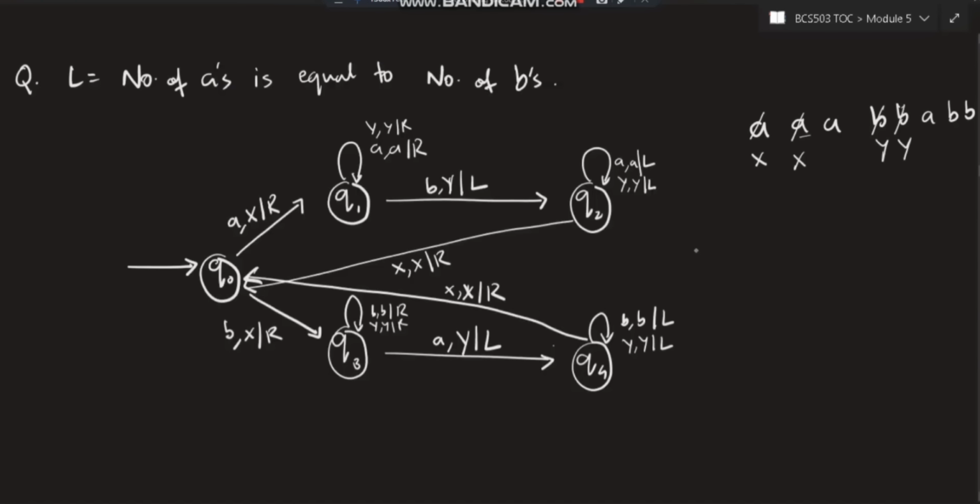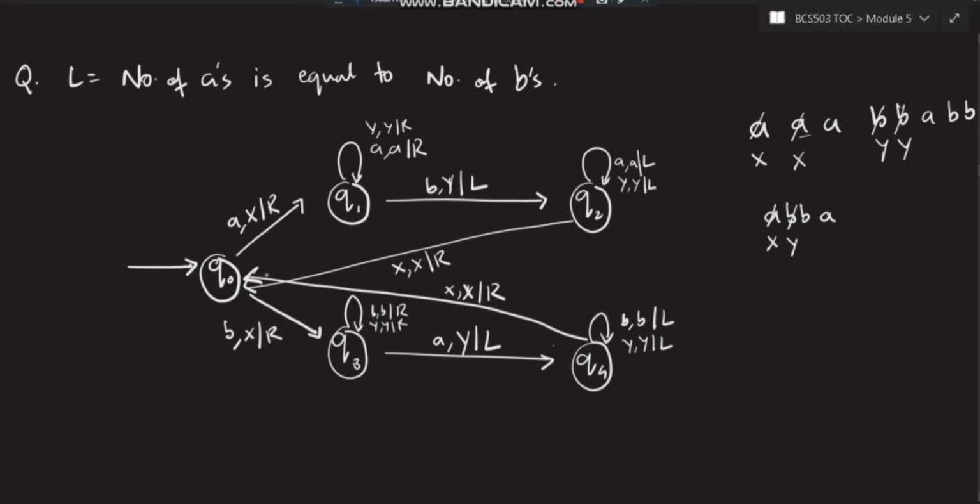Before that, one thing can happen here. Suppose that the string is A, B, B, A. Now, A I encountered, I made it as X and moved to the right. And after that, I encountered a B, so I made it as Y and moved to the left. Now in the left, I have X. When I have X, what I have to do? X X R.